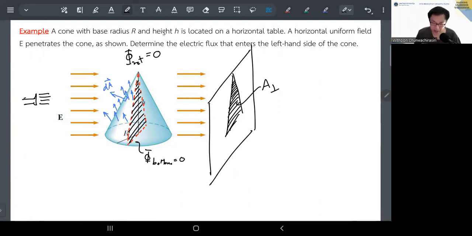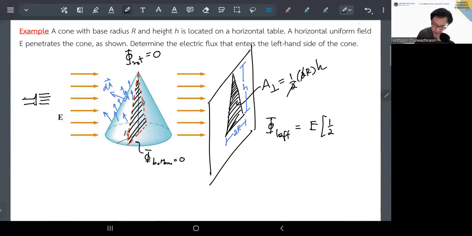So that's why what we care about is only figuring out the area of the shadow, which is quite easy to do. The base is going to be 2R, and the height over here is going to be H. Those information are given already. So that piece of area on this screen is going to be 1/2 times the base times the height. So the flux on the left side is just the E times the A perpendicular. That's it. I can cancel 2 out as well. So there you go. Bam, bam. And that's it. It's E R H.